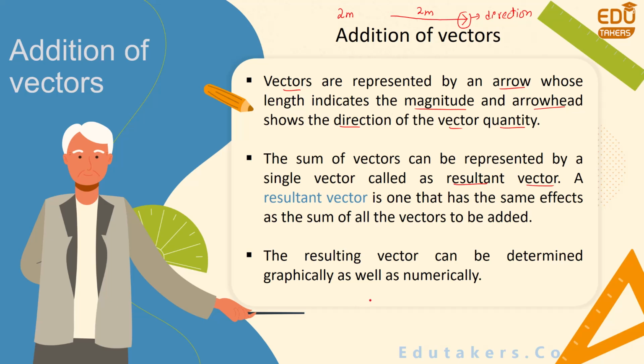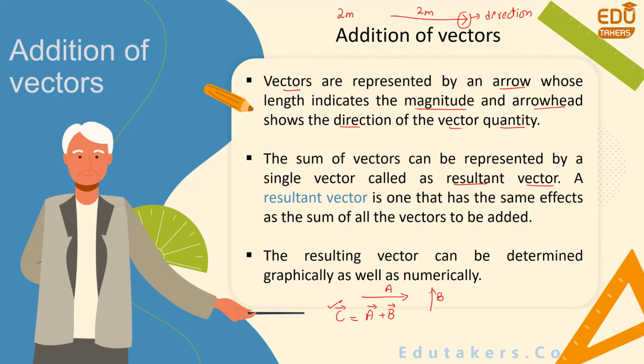Suppose there are two vectors A and B, and both of these are added up to give a vector C. I can simply say that vector C equals vector A plus vector B. So this vector is the sum of the two vectors A and B. C is called the resultant vector.